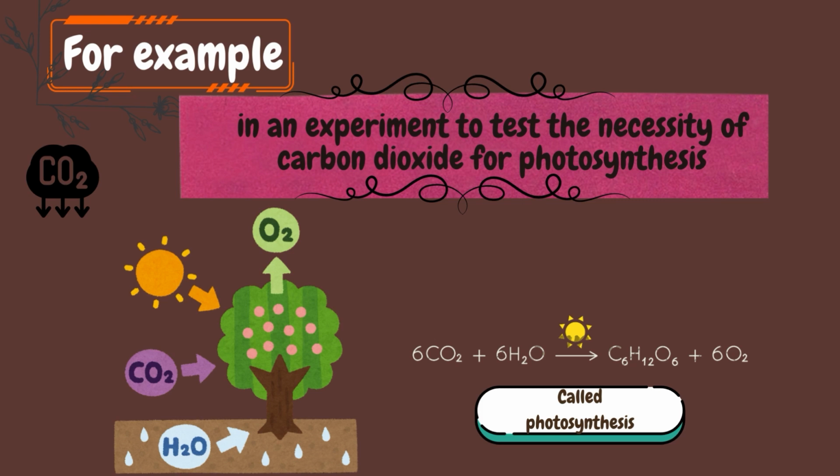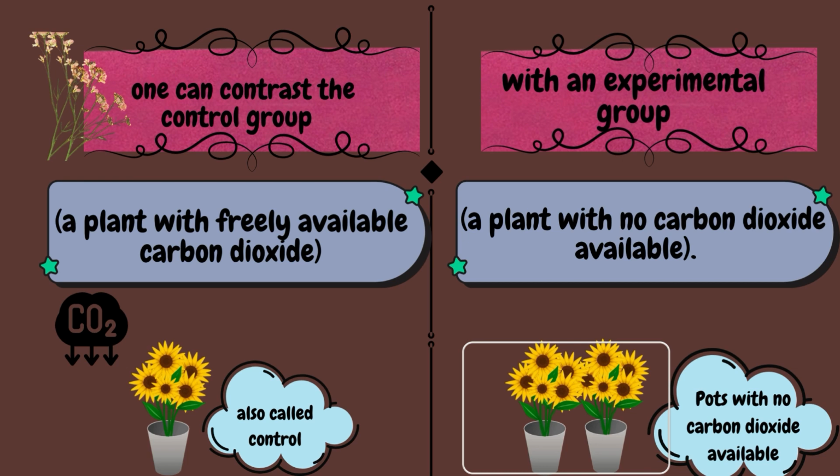So, the purpose of this experiment is to understand the requirement of carbon dioxide for photosynthesis. For that experiment, one can contrast the control group, which means a plant with freely available carbon dioxide, with an experimental group, which means a plant with no carbon dioxide available. From the diagram, you can see the plant in the control group with free availability of carbon dioxide, and a plant in the experimental group with no carbon dioxide.